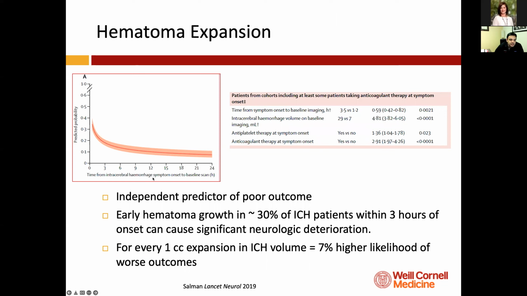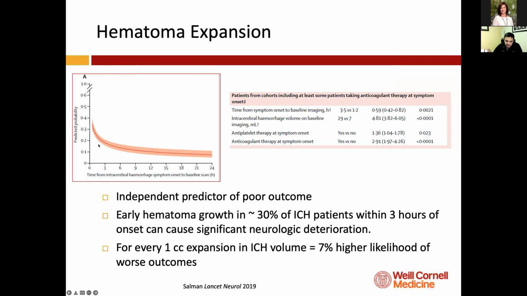And in this study, they looked at how the hematoma worsens over time. As you can see, in the first 3 hours is when the hematoma growth is the fastest. After that, the rate of expansion slows down, but it's still growing until the end of the 24-hour mark. But the first 6 hours is when it is significant, and the first 3 hours is when it is absolutely the highest. And we're talking about from the time of symptom onset.